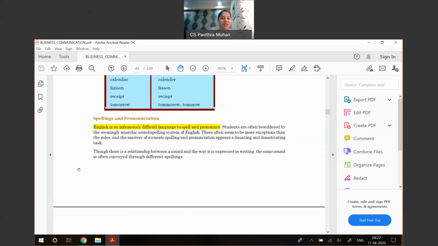Then you have spelling and pronunciation. I've already told you about the M-W website. If you go there and click on that small speaker button, it will tell you how a particular word needs to be pronounced. So kindly use certain apps like that. Any app, whichever app you're comfortable with.